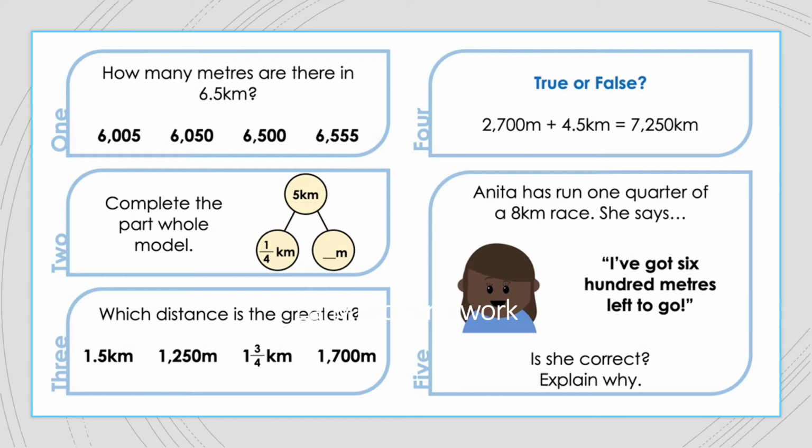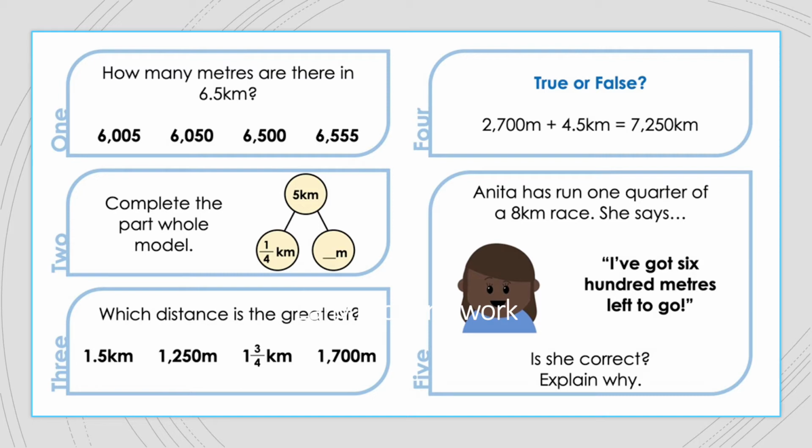2,700 metres at 4.5 kilometres equals 7,250 kilometres. What I've done is I've changed the 4.5 kilometres into metres, which is 4,500. So 4,500 and 2,700 is 7,200 metres. So it is false.